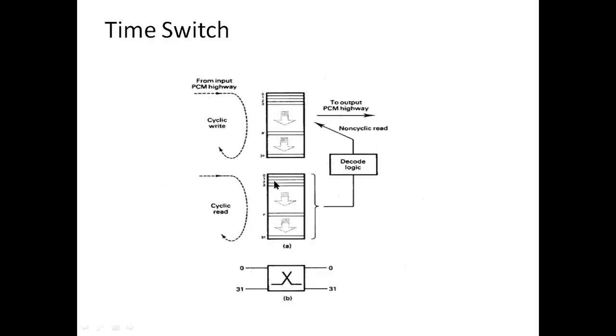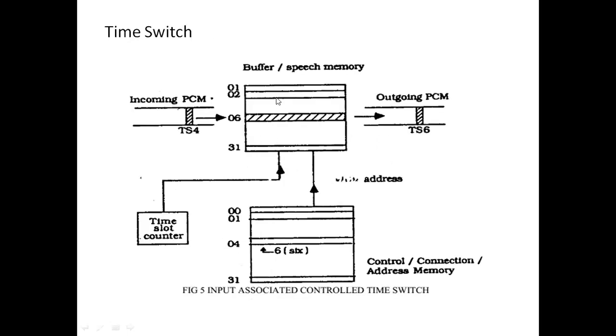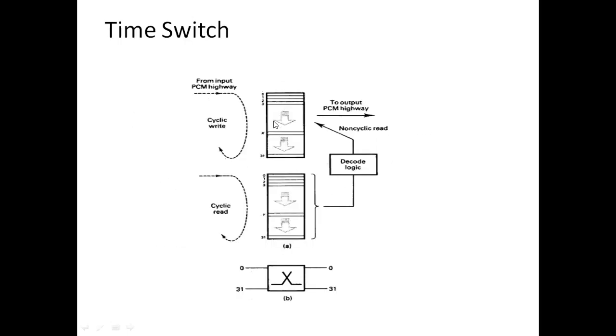The same diagram has been represented in a simplified form. The diagram in the book is a more elaborated explanation than this one, but it is the same thing. This is the control store, the connection store, and this is the buffer. Whatever the incoming PCM highway carries will be written into the time slot of the buffer at which you want to transmit. The control logic interprets which content of the incoming highway should be stored in which slot of the buffer. It is controlled using the connection store and the decoding logic.